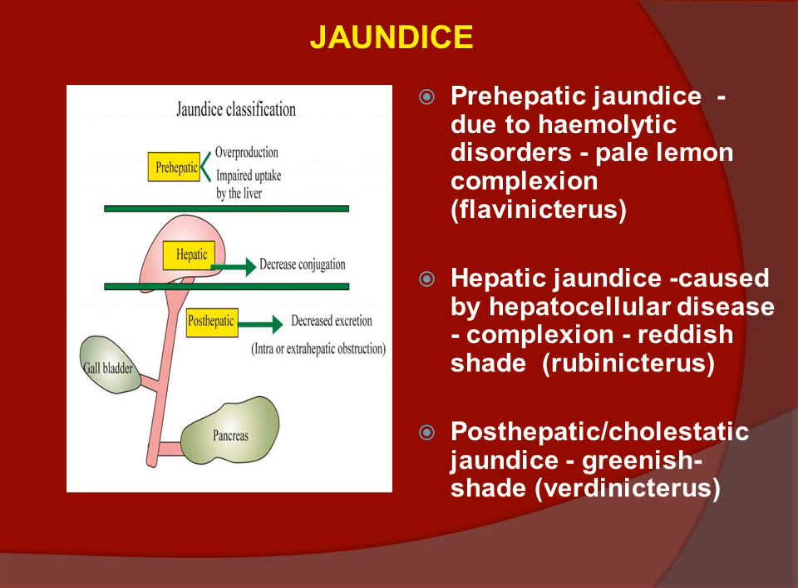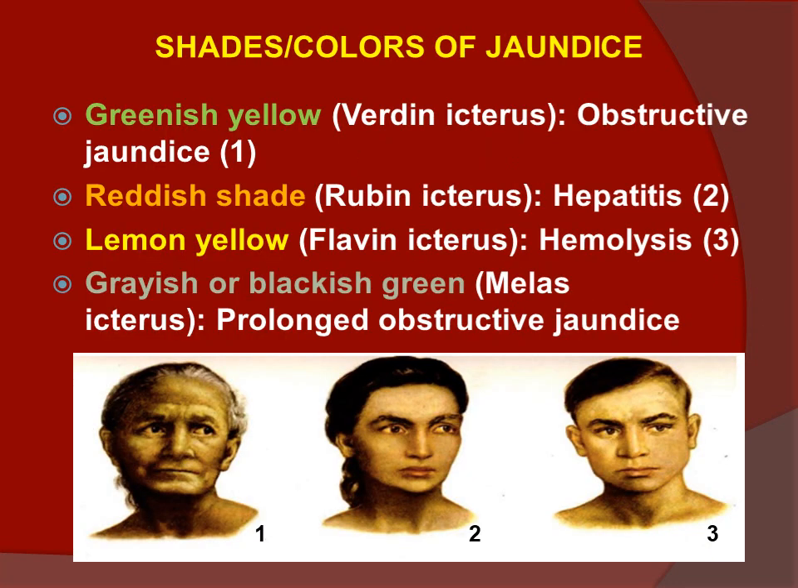The first is prehepatic jaundice due to hemolytic disorders. The complexion is pale lemon, and it's called flavin icterus. The second is hepatic jaundice, caused by hepatocellular disease. The complexion of the patient is a reddish shade, called rubin icterus. And the last one is posthepatic cholestatic jaundice, where the complexion is a greenish shade, called verdin icterus.